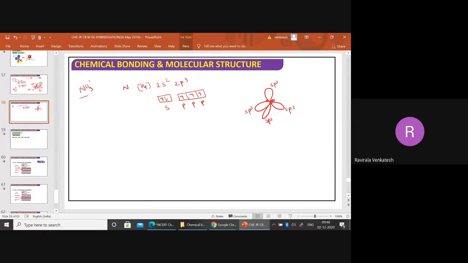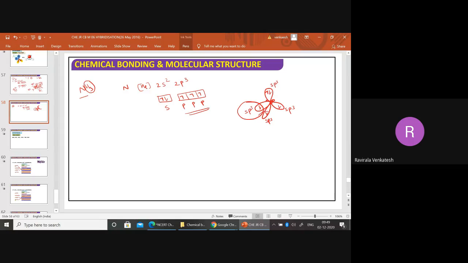Now in this case, it will overlap with three hydrogens. Here you have a lone pair, two electrons, and here you have single electrons. Write down single electron. These are having single electrons. Now it is overlapping with hydrogen like this.